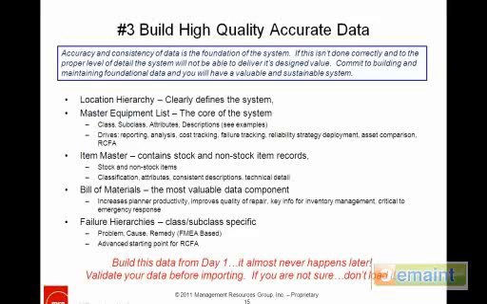But in order to do that, I have to have clearly called out the manufacturer and the model number of that Gould's pump in my system so I can query those records and assign the bill of material. So hopefully you're following me on that one. Failure hierarchies would be another example. We want those to be driven by class and subclass, some sort of a problem cause remedy structure.